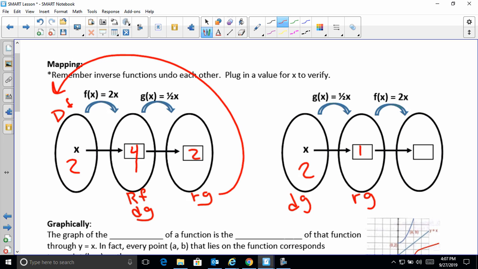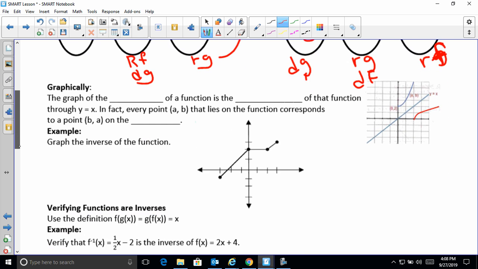Now let's say I take that range and I use it as my domain. So now this is my domain of f. Plug that in. 2 times 1 is 2, and that is my range of g. See how that's related? Range of f and the domain of g are the same, just like the range of g and the domain of f.